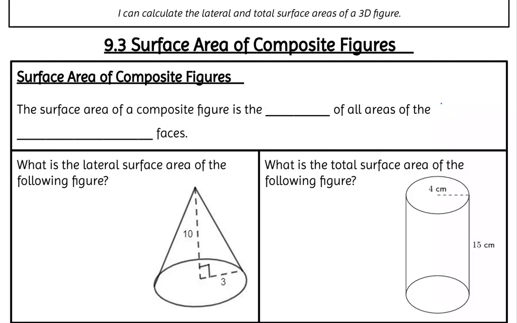All right, so we've been talking about surface area of 3D shapes. We've been talking about lateral surface area of 3D shapes. Now, what we're going to do is talk about surface area of composite figures. So this is kind of like when we found the area of composite figures, except now we're going to look at 3D composite figures, okay? But the same rules are going to apply.